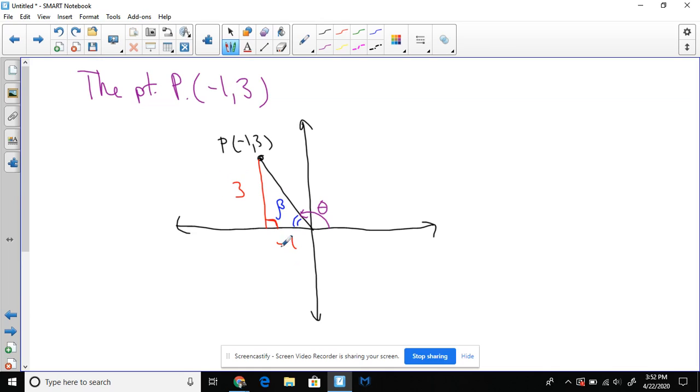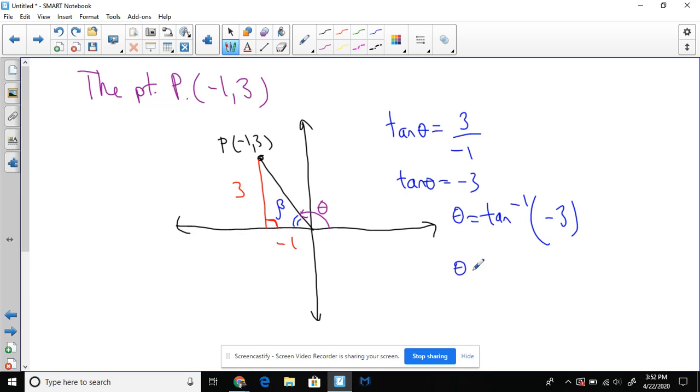I have my opposite, I have my adjacent, so I'm going to use tan of theta, which is going to be opposite, so 3 over negative 1. So tan of theta is just minus 3. And then here I do the same thing, tan inverse of minus 3. And then punch that in and see what I get.